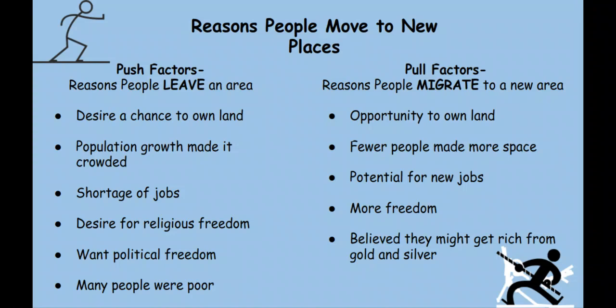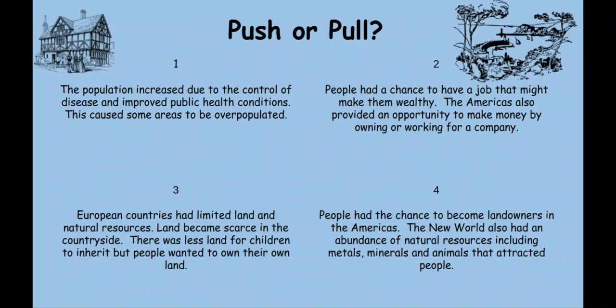Let's check our understanding of push and pull factors. Number 1 says, the population increased due to the control of disease and improved public health conditions. This caused some areas to be overpopulated. Is that a push or pull factor? It is a push factor that made people want to leave their home in Europe.